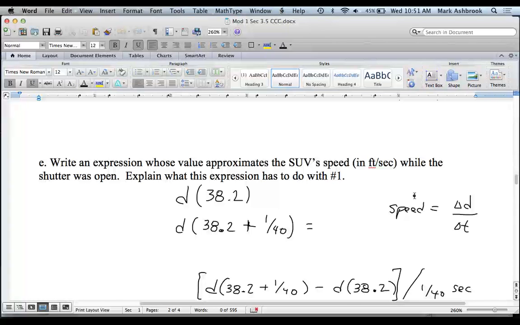Questions on the SUV problem? Okay, cool. So let's move on. We're going to start digging into the graphing calculator. So get your laptop open and get the graphing calculator going.